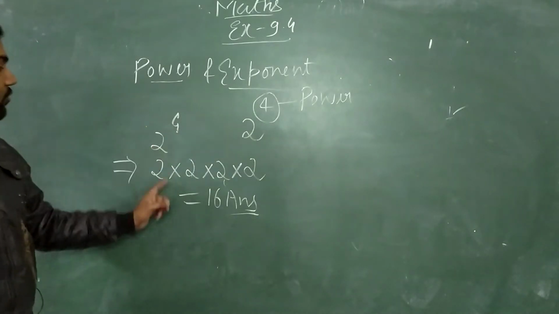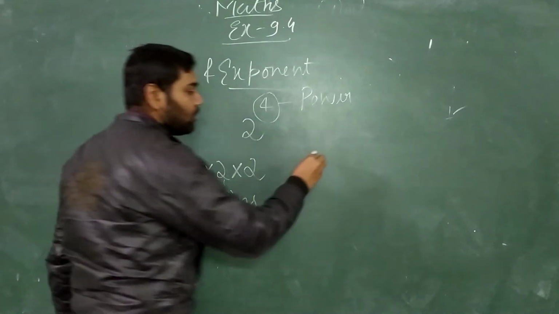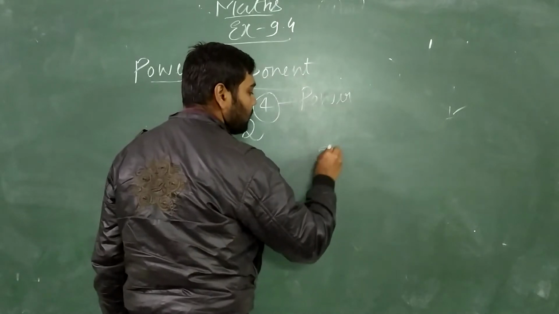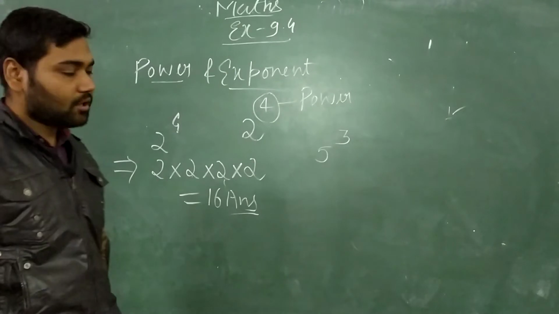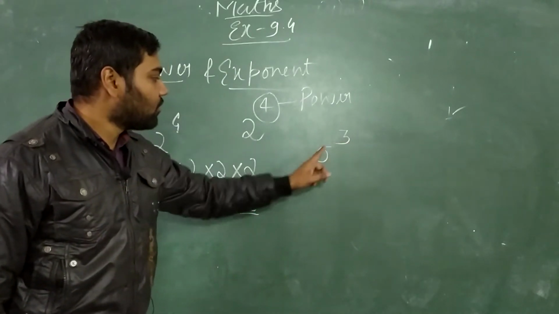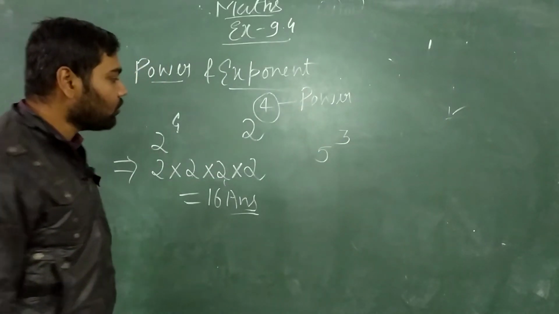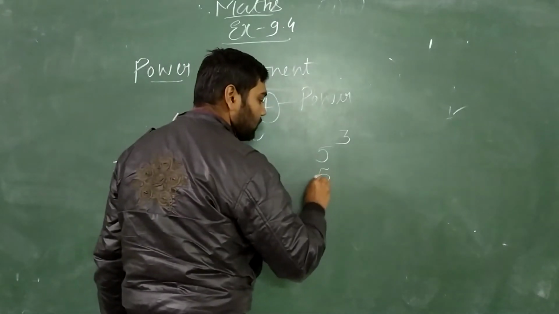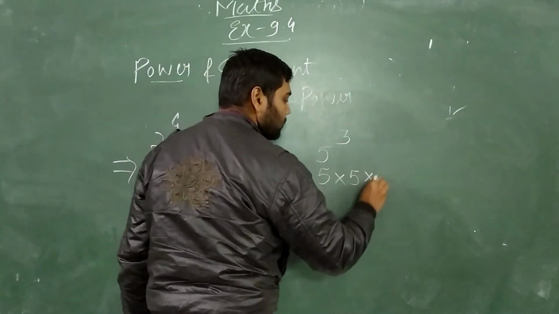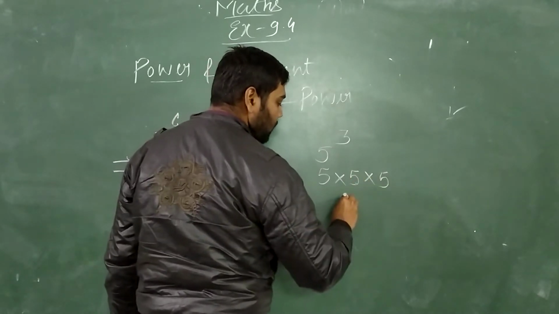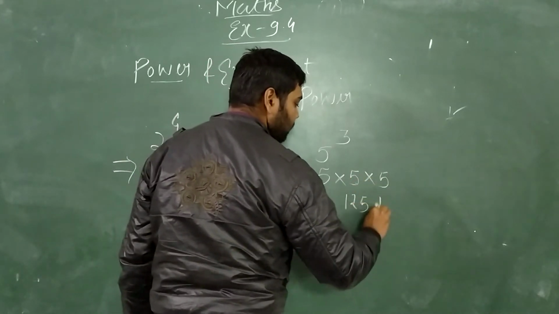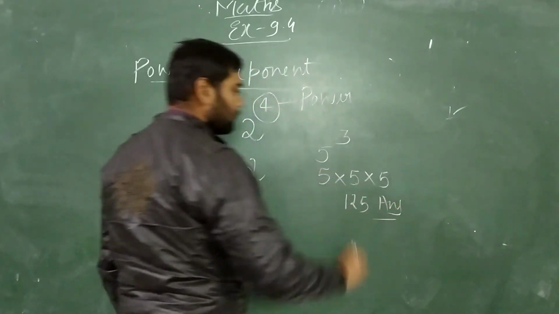This is the work of power. 2 to the power 4, we multiply 4 times. If a number is written 5 to the power 3, so this is power 3, what will we do? We will multiply 5, 3 times. So what will be the answer? 5 times 5 is 25, 25 times 5 is 125. This is the answer.